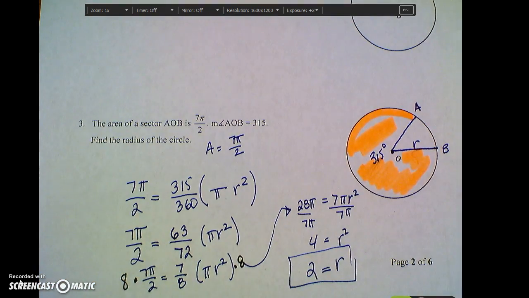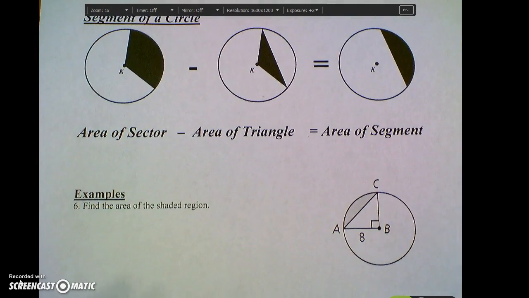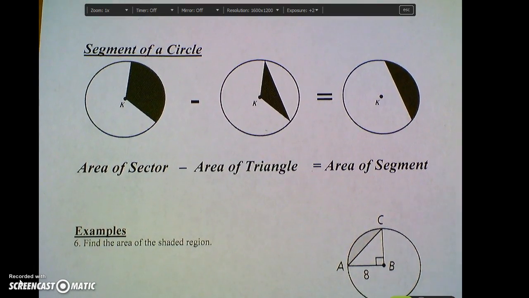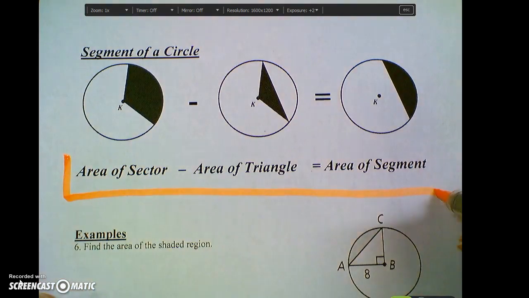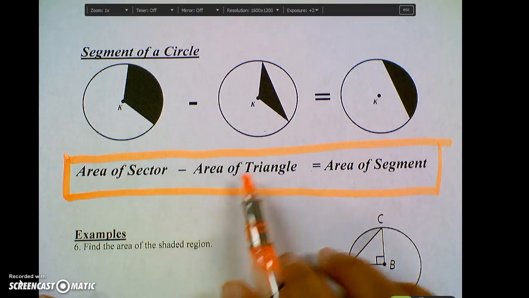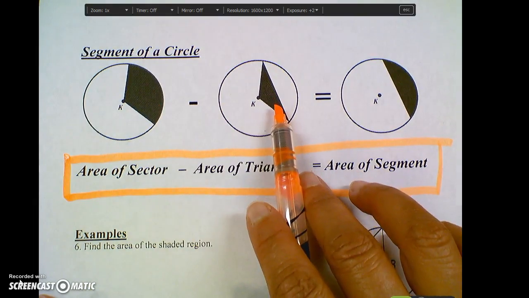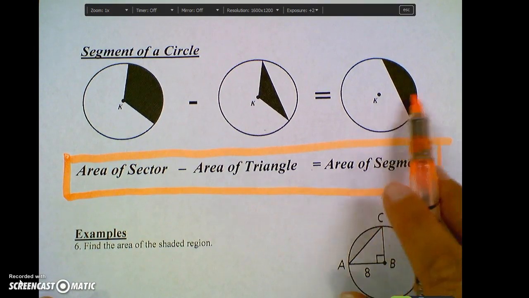Okay, let's go ahead and take a look at, I think we're going to stop. Oh, actually, we're going to go to the last page, page 4 from here. Okay, on page 4, we have a new vocab word. This is a segment of a circle, and you find the segment of the circle area by taking the area of the sector and subtracting the area of the associated triangle, which of course leaves you with the area of the segment. I like to call it the biscotti.